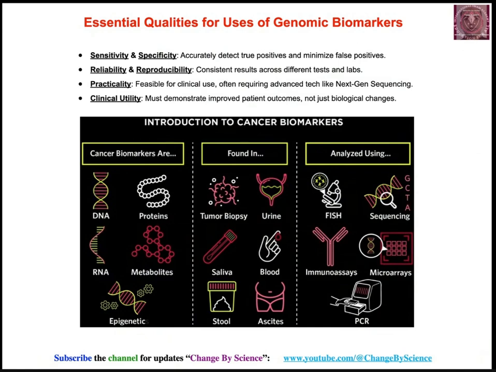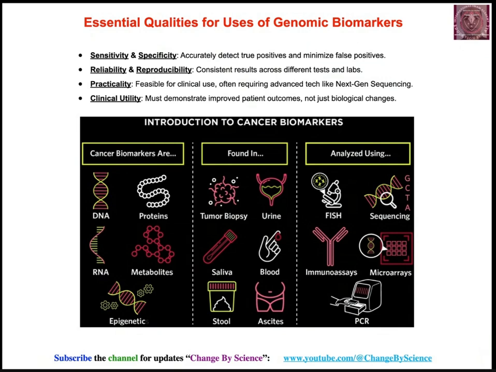Now, the essential qualities for the use of genomic biomarkers. It includes sensitivity and specificity, that means accurately detecting true positives and minimizing false positive rates. Reliability and reproducibility: consistent results across different tests in different labs. Practicality: feasible for clinical use, often requiring advanced tech like next-gen sequencing. Then clinical utility: must demonstrate improved patient outcomes, not just biological changes.